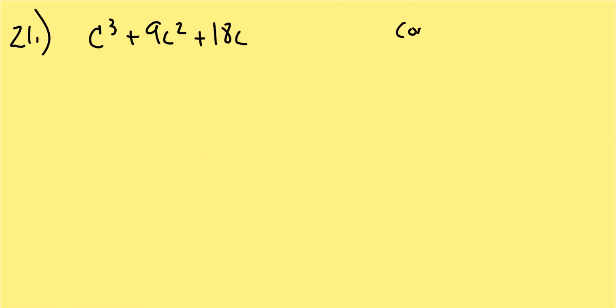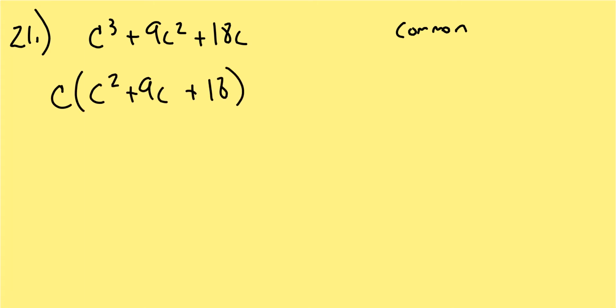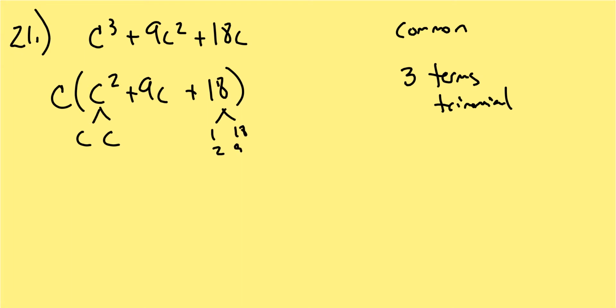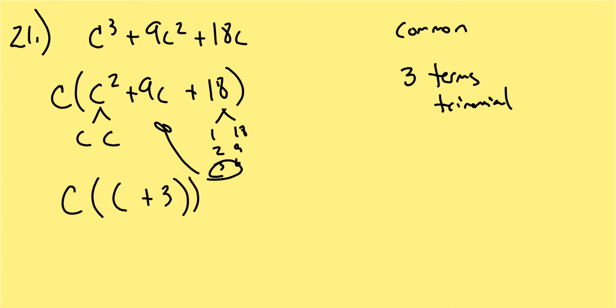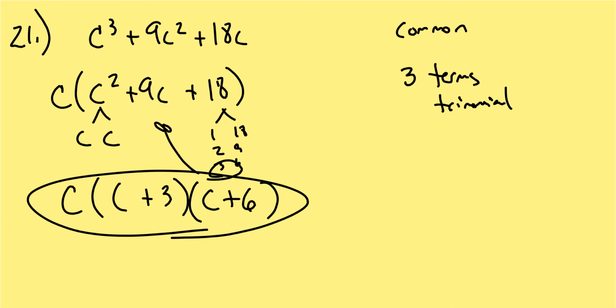So right away there's something in common. So we take the c out. I'm left with c squared plus 9c plus 18. You got 3 terms on the inside. You're going to use a trinomial method. So you're going to say, how do I get c squared? C and c. How do I get 18? You can get 1 and 18, 2 and 9, 3 and 6. 3 and 6 adds to 9 to be in the middle. So we get c plus 3, c plus 6. And that's it for 21.